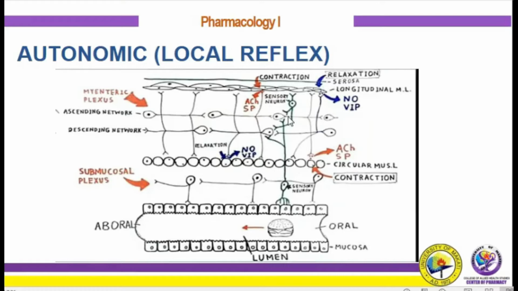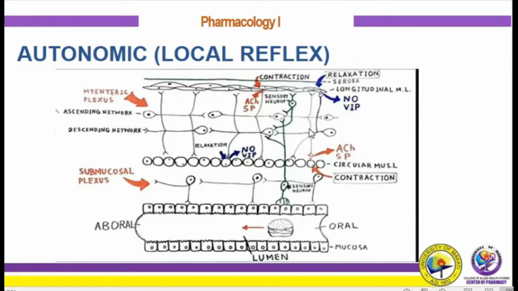So after they are stimulated, the ascending network of neurons will release excitatory neurotransmitters such as acetylcholine and substance P on the circular muscle layer behind the bolus, which causes contraction of the circular muscle layer behind the bolus.